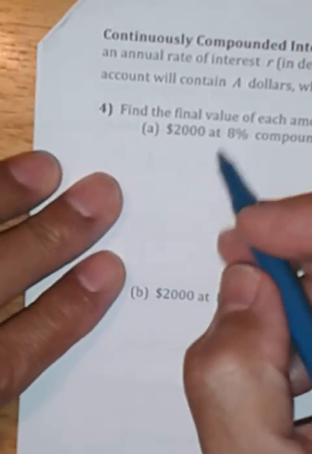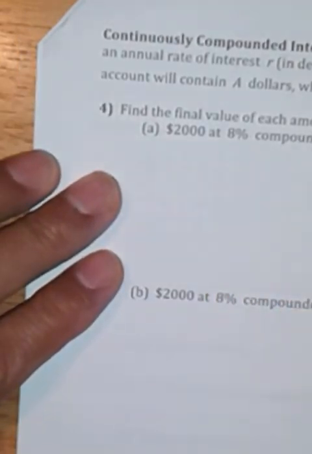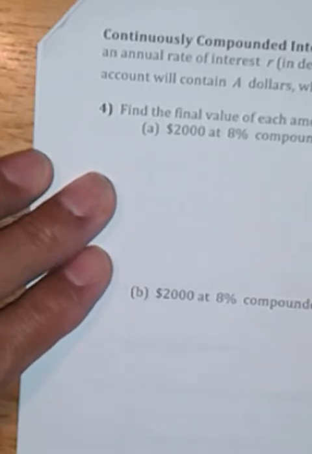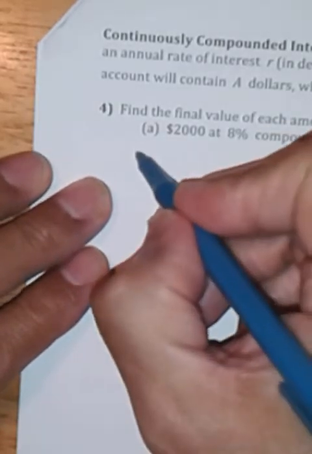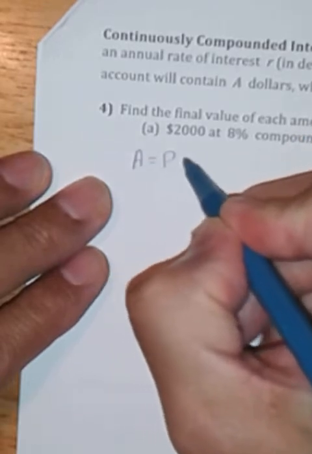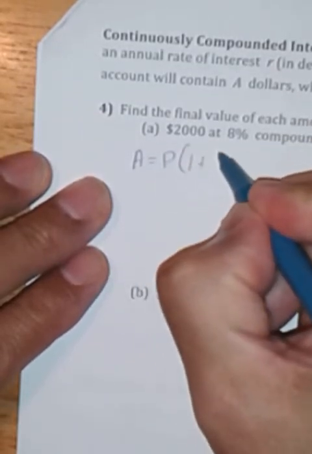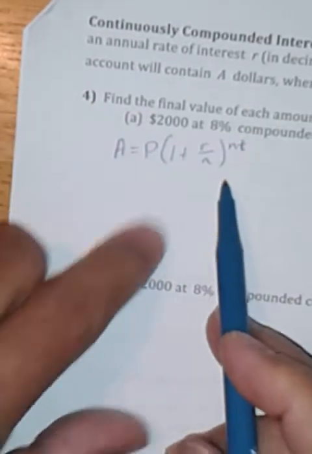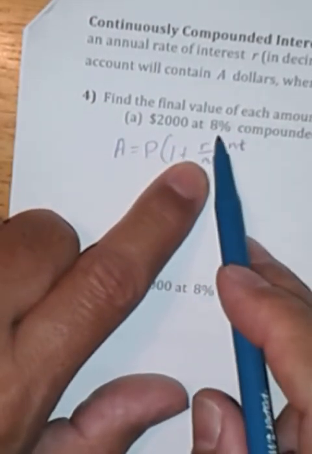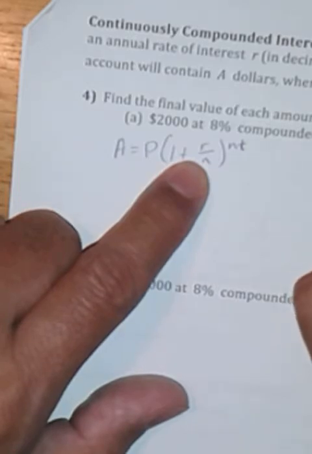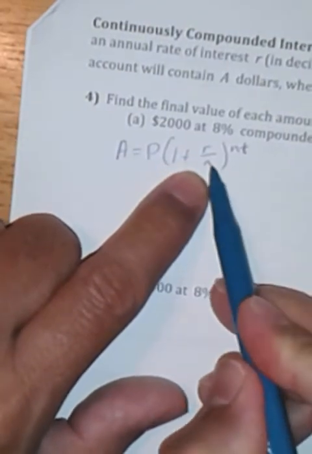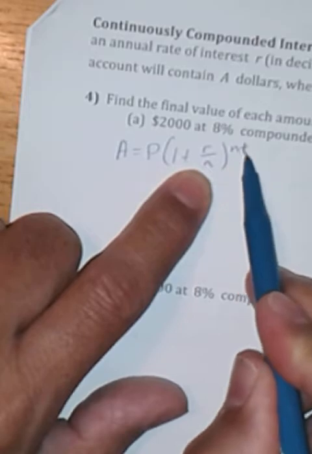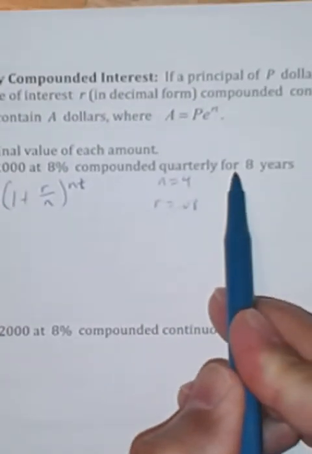All right. So the first one is compounded quarterly for 8 years. So quarterly means n equals 4. And that means we're going to use A equals P times 1 plus R over N to the NT power. So we need to know what R is, and R is 0.08. We need to know what n is, n equals 4, and we need to know what t is, and t equals 8.